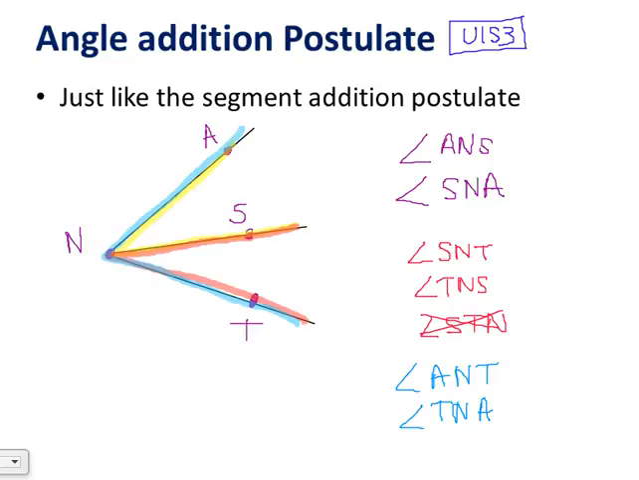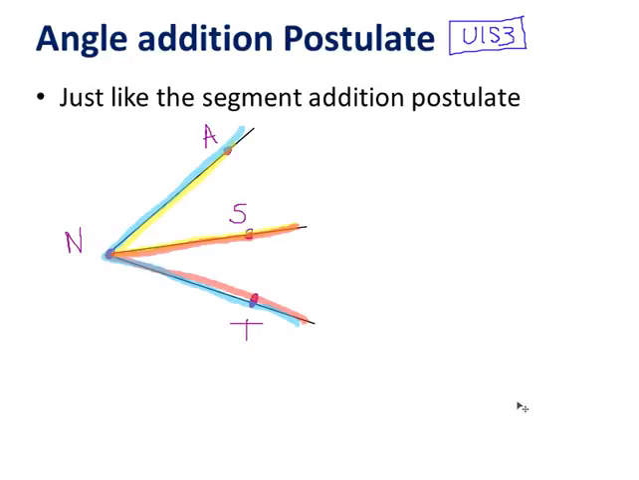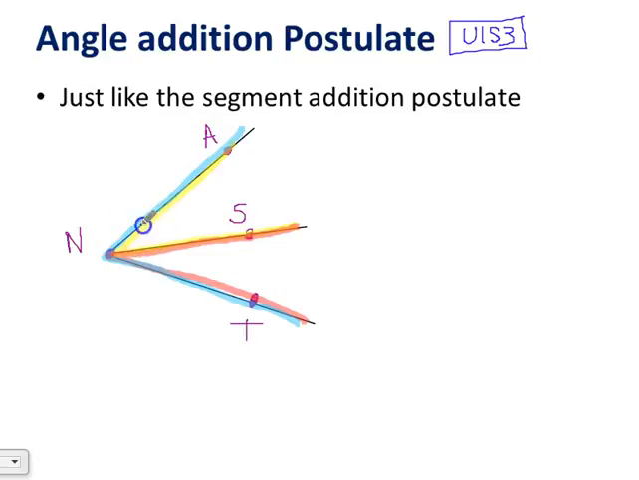All right, so I'm going to erase the naming here, and let's talk about the angle addition postulate. If I were to label these smaller angles in here, and you'll see what I mean in just a second, we label angles by putting a little arc. You can see I added a little arc for angle ANS. And I'm going to say that that angle is 40 degrees. And then I'm going to label angle SNT as 30 degrees.